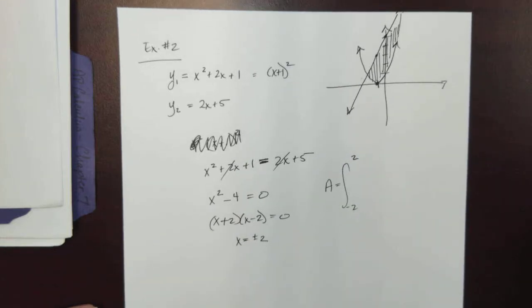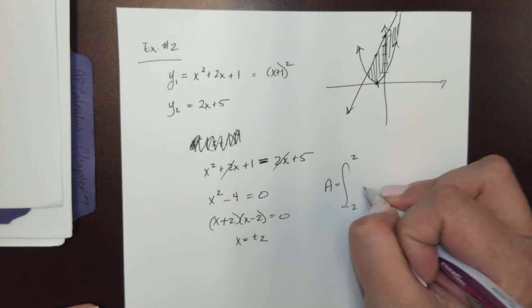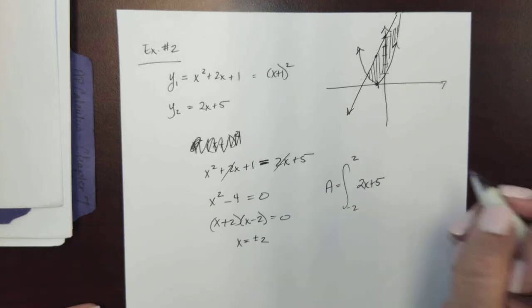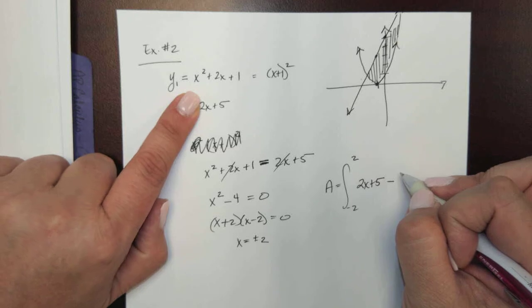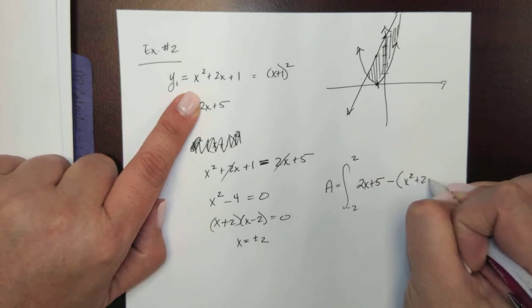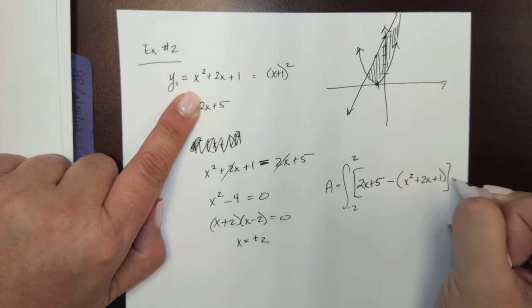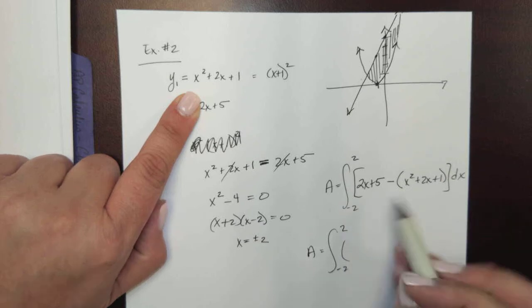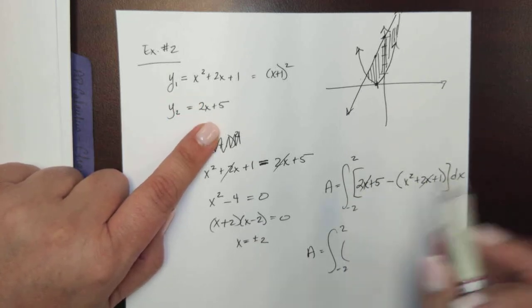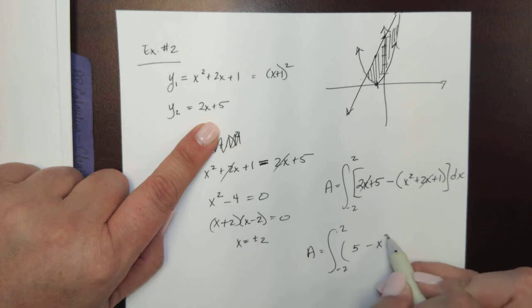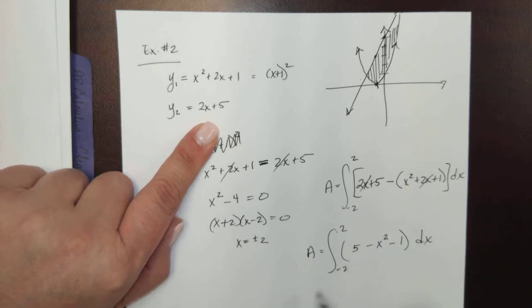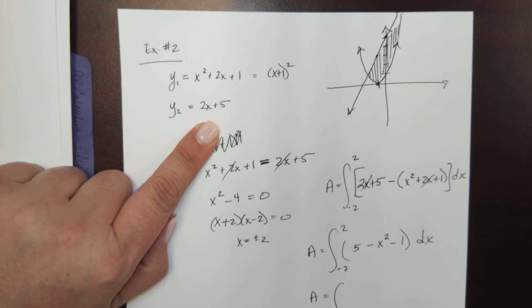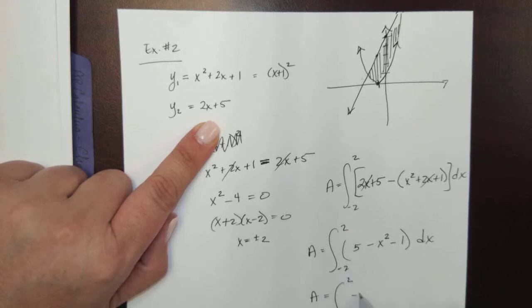Okay. What is my upper function? Your line. My line. 2x plus 5 minus my parabola, which I'm just going to leave like x squared plus 2x plus 1, dx. I can simplify it. So the 2x's cancel, and I get 5 minus x squared minus 1 dx, or area equals the integral from -2 to 2 of negative x squared plus 4 dx.